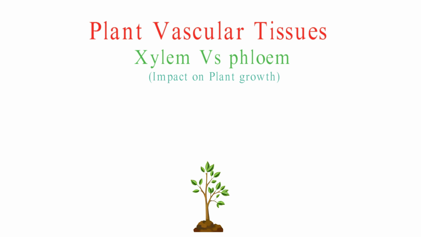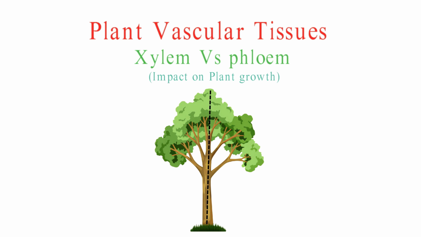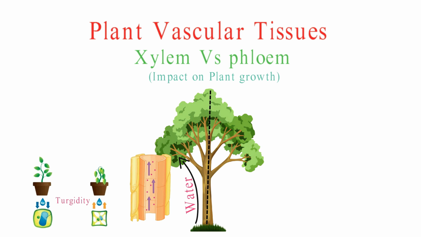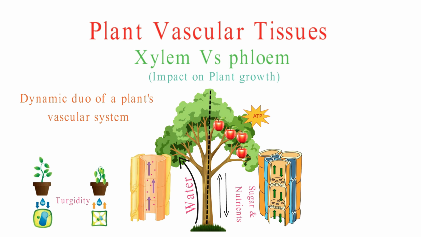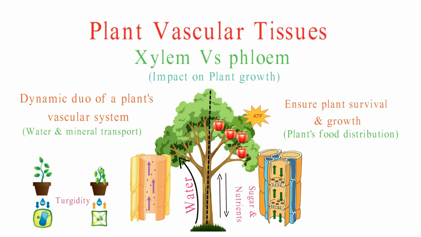So, how do these differences impact plant growth? Xylem's role in water transport is crucial for maintaining turgidity and supporting the plant's structure, while phloem's transport of sugars and nutrients is essential for growth, reproduction, and energy production. In conclusion, phloem and xylem are like the dynamic duo of a plant's vascular system, working together to ensure its survival and growth. While xylem focuses on water and mineral transport, phloem takes care of the plant's food distribution.